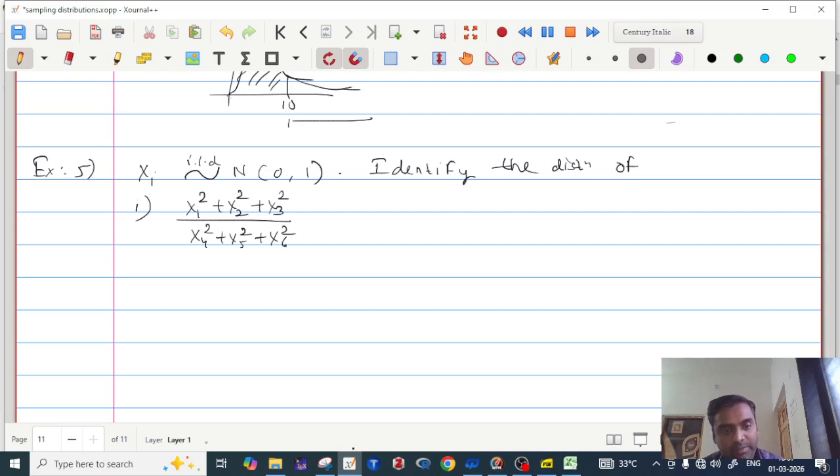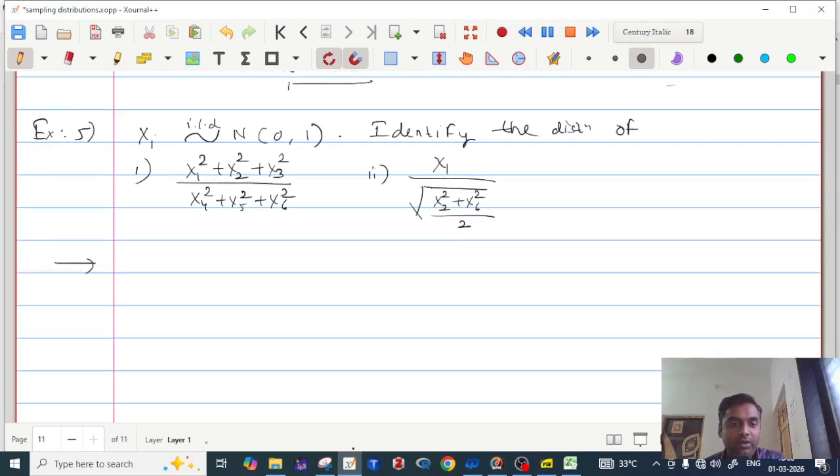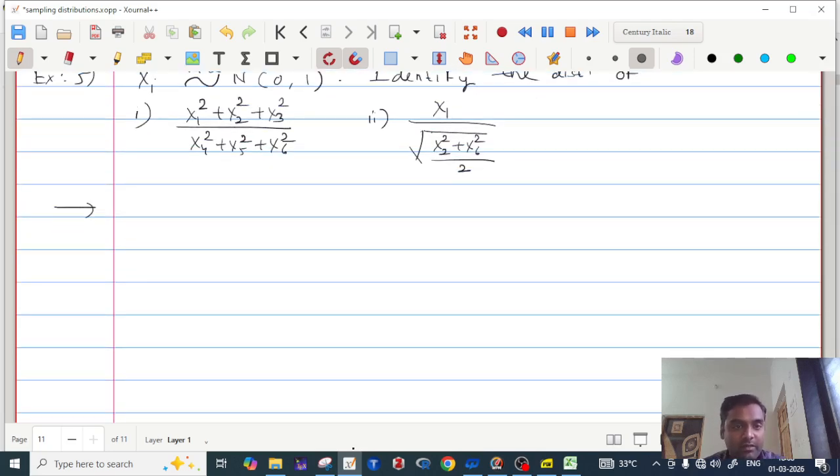We have solved this example in the last lecture. So students, we have already solved this first example. What is the distribution of that? That is F.